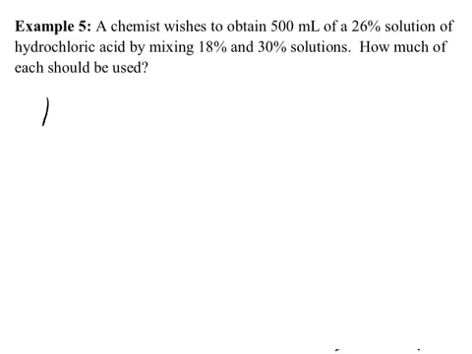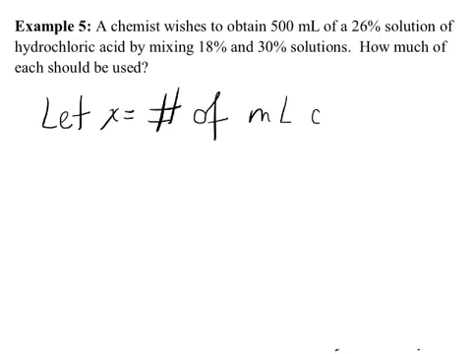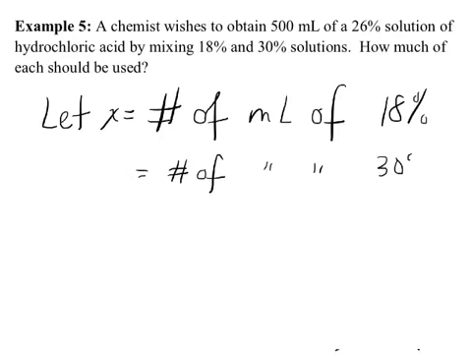So let's say, let X equal, and we'll pick one of them. Let's pick the 18% solution. The number of milliliters of 18%. That'll be X. Then what will equal the number of milliliters of 30% solution? Not X plus 12. How many milliliters total do we have, everybody? 500. So, Chris? Very good.